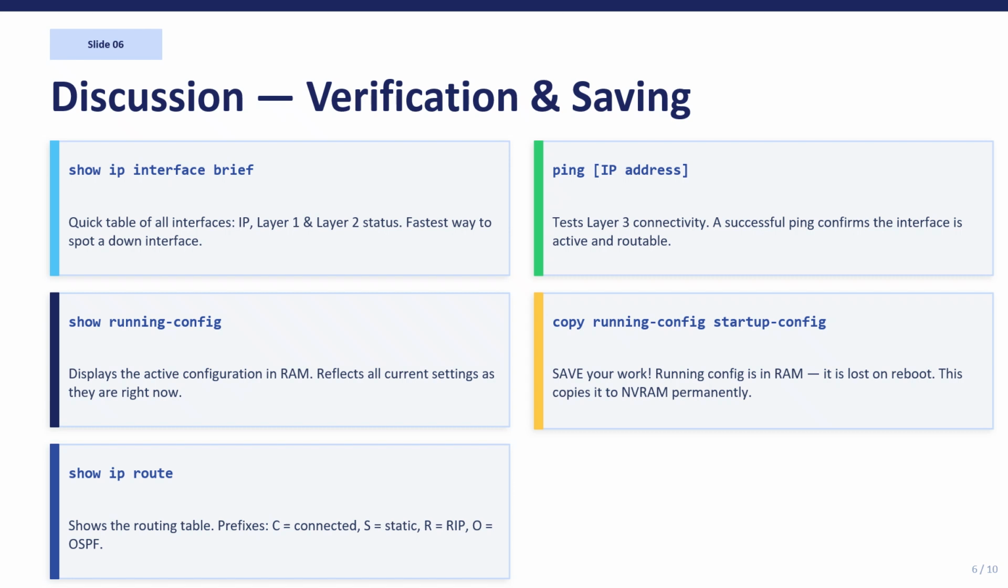The next one is show running-config. It displays the active configuration in RAM and reflects all current settings as they are right now. It lets you review all your settings in detail. The other one is show ip route. It shows the routing table prefixes: C equals connected, S equals static, R equals RIP, O equals OSPF. It shows the routing table so you can confirm routes are correctly installed.